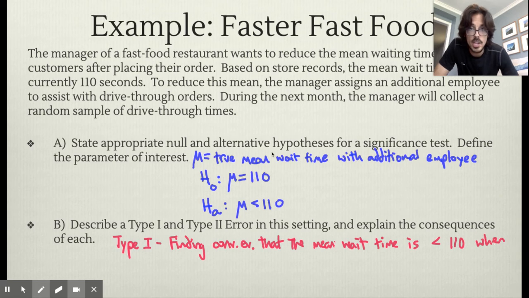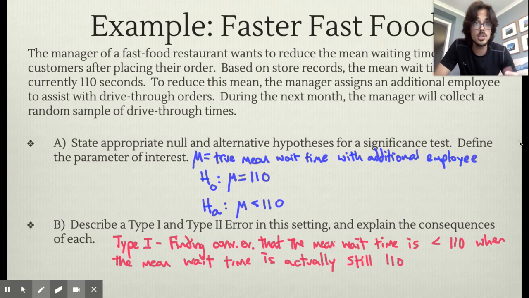So we reject H0, we go with HA, but we shouldn't have. H0 was actually true. So when the mean wait time is actually still 110, we reject H0. We found convincing evidence for HA when actually H0 was true in the first place. So that is going to be a type 1 error.